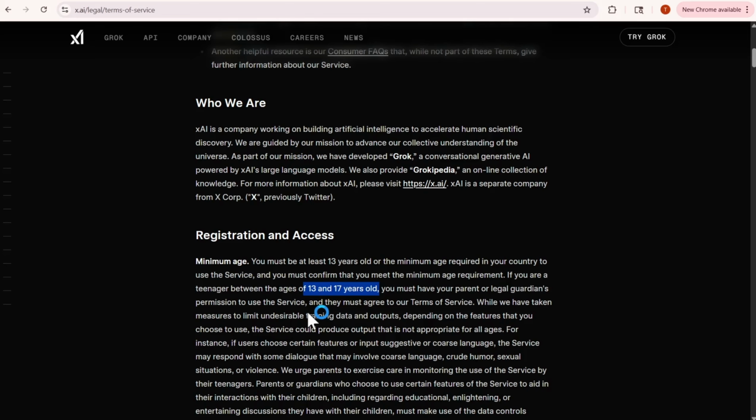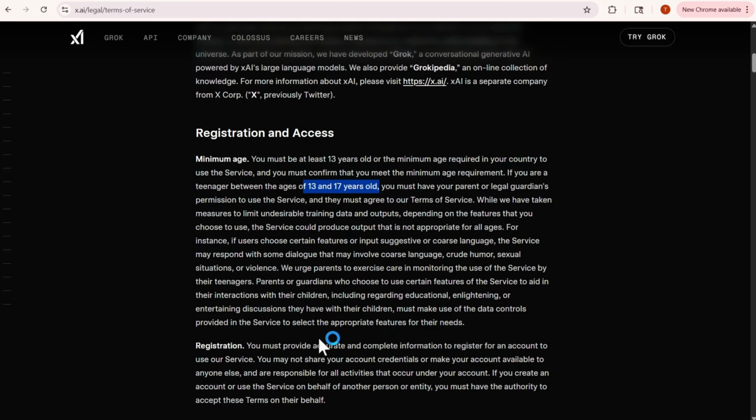I'm going to continue going through this and just look at it from a lens of what I, as a participant in creating these types of terms of service, generally look at for businesses, right? You must provide accurate and complete information to register for an account to use our service. You may not share your account credentials or make your account available to anyone else and are responsible for all activities that occur under your account. I'm going to highlight the sentence because I want to talk about it.